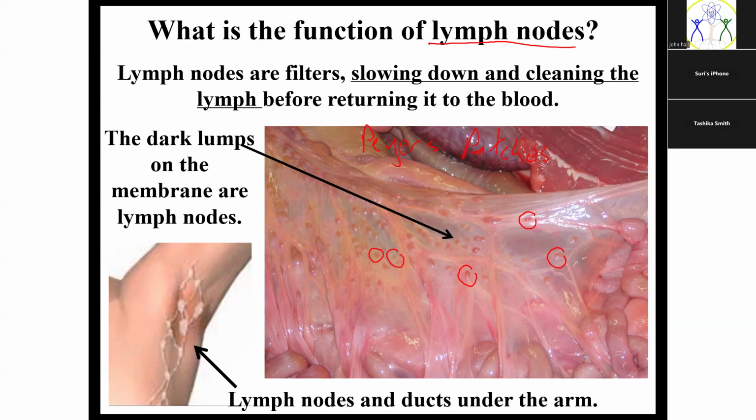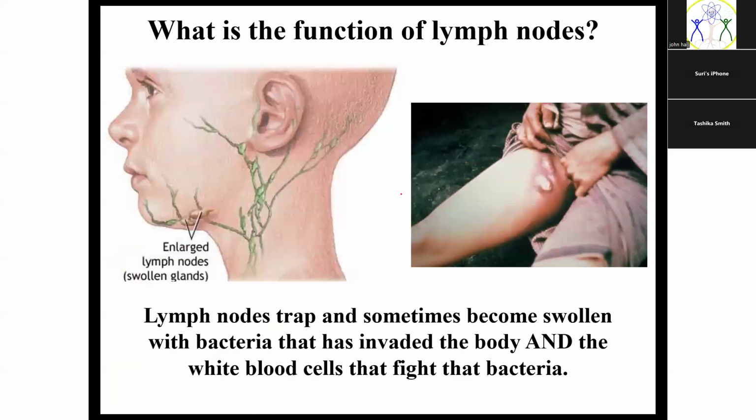So these lymph nodes are extremely important. If they weren't there, you might think, boy, diarrhea is so terrible. But remember, without the diarrhea, you would have an intestine full of infectious agent to spread to the rest of your body, right? Which is worse. So as it says here, lymph nodes trap and sometimes become swollen with bacteria that has invaded the body and the white blood cells that fight that bacteria. So sometimes your lymph nodes will get very swollen and filled with pus, right? And the pus is formed, of course, from dead bacteria, dead white blood cells, and tissue fluid. So there's literally a battle going on in your lymph nodes, right?